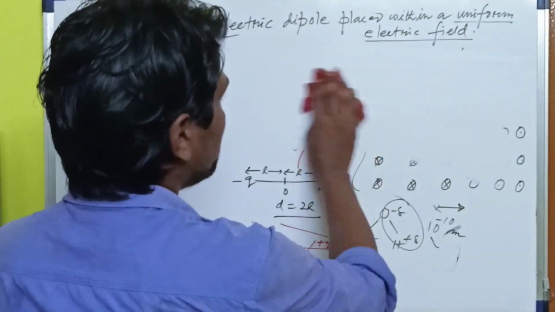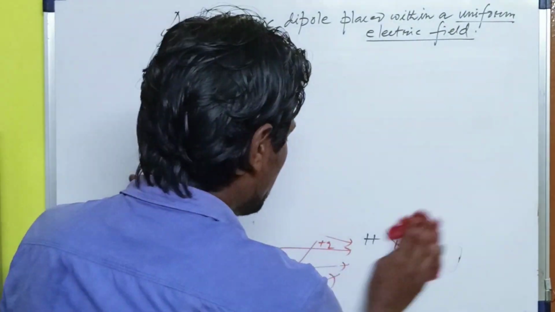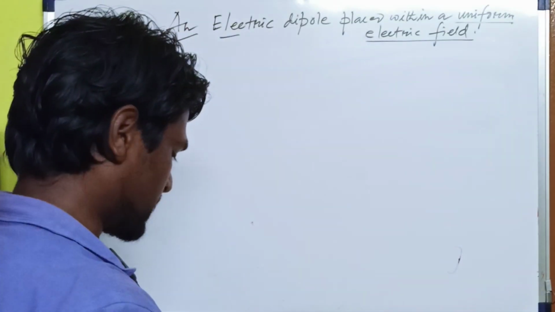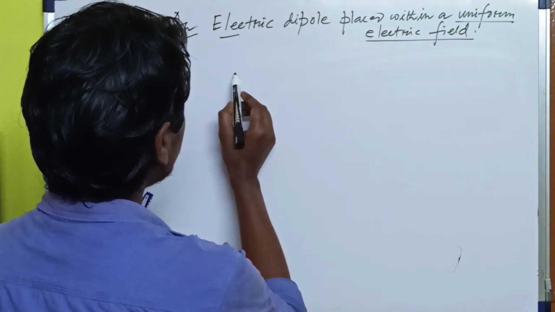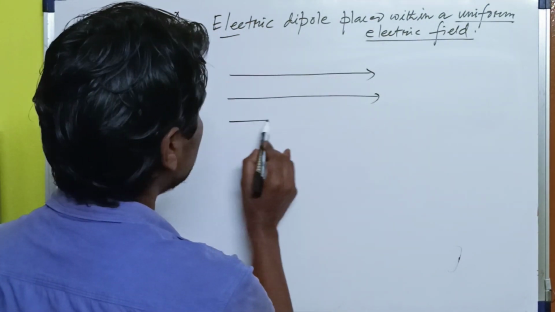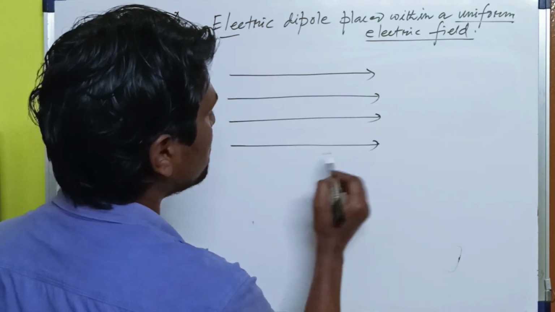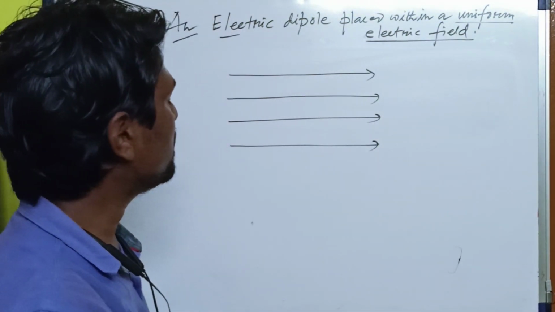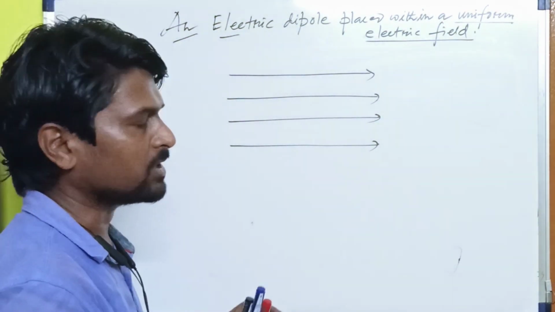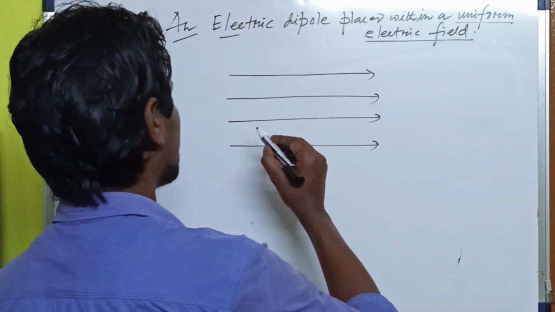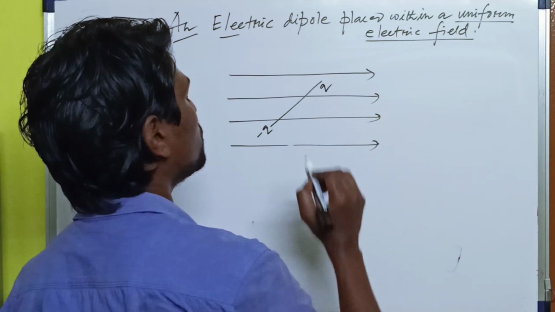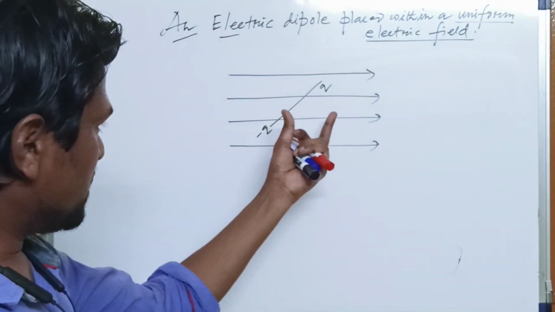So let's start and take a uniform electric field first of all and place that particular dipole. Okay. And this is the electric field that is uniform and that is shown by the equidistant lines, and this is minus q and this is plus q. So students, we know that dipole moment.